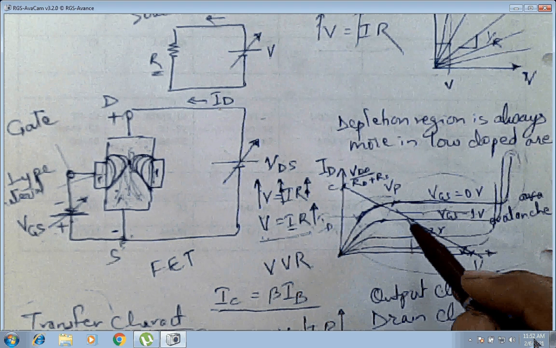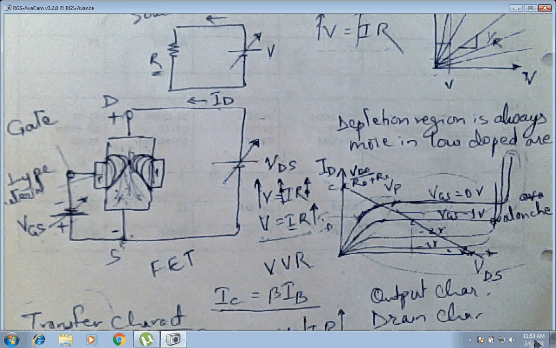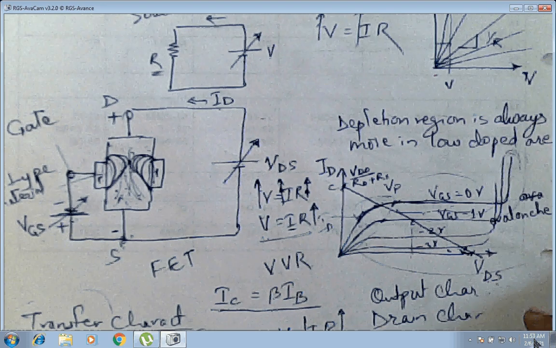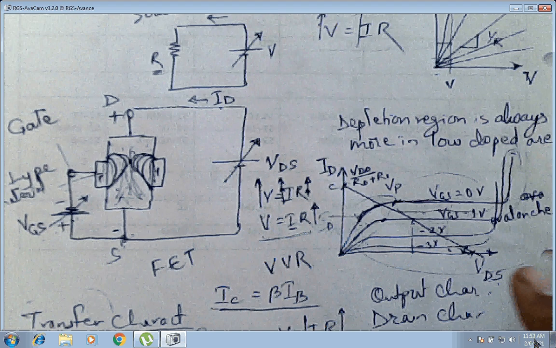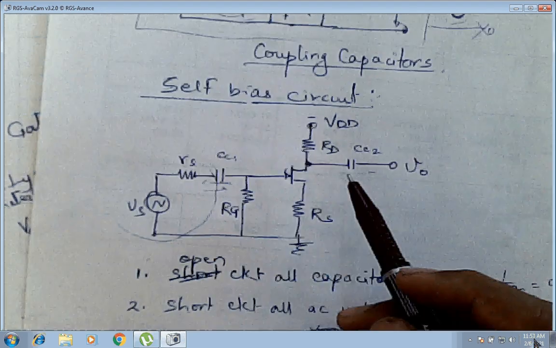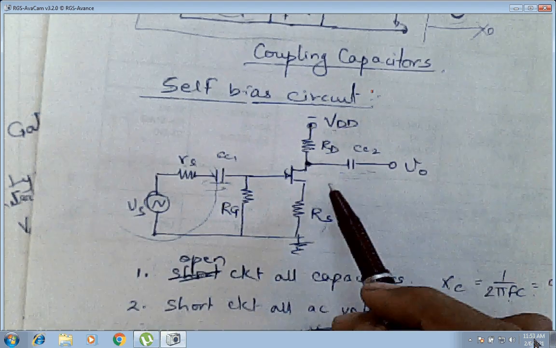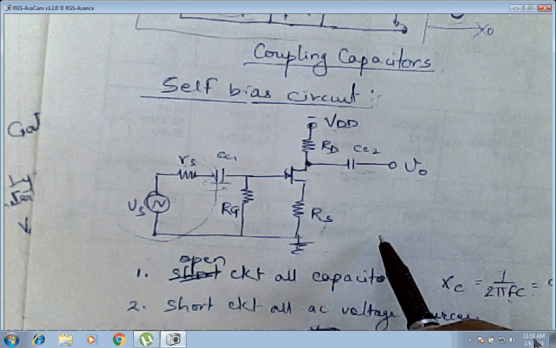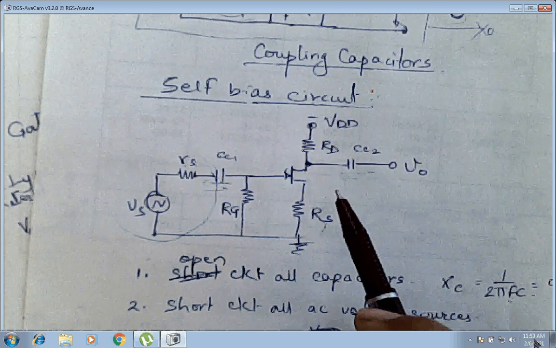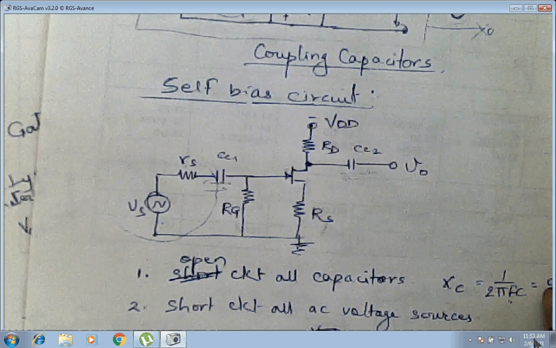That's why we say that once RD, RS and VDD are fixed, you get a Q point, the operating point, where the transistor will be operating. Once the transistor is operating, you can give an AC signal and see the amplified output voltage across VO. So this is called the DC load line concept.